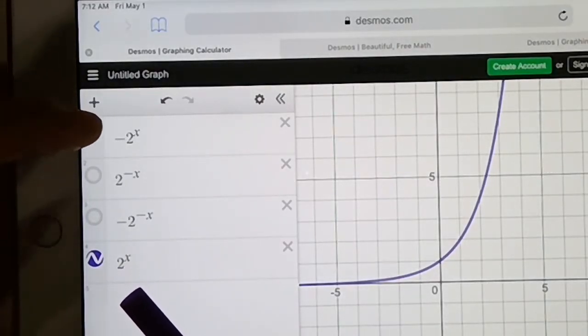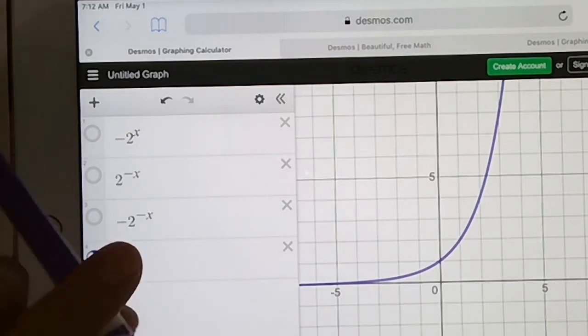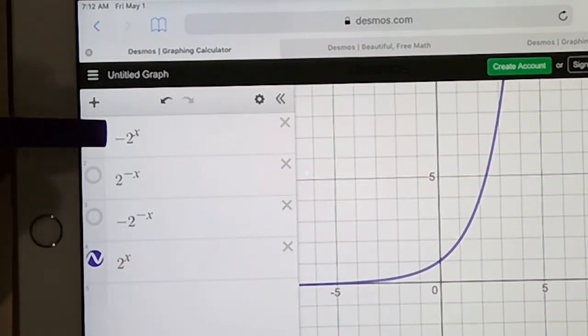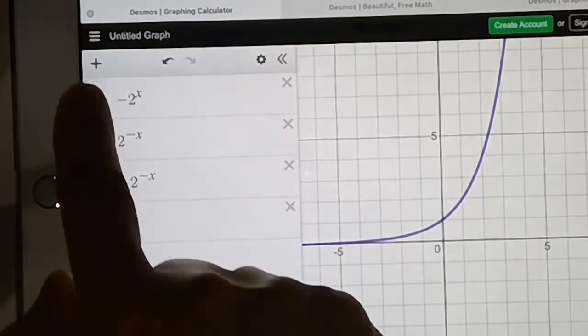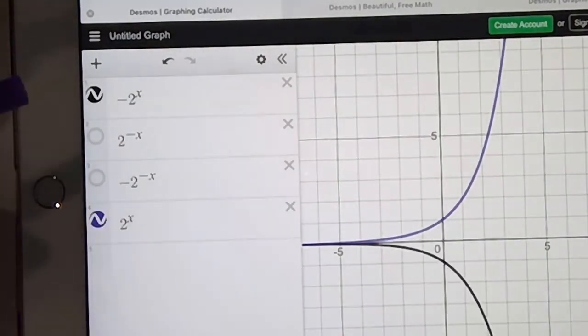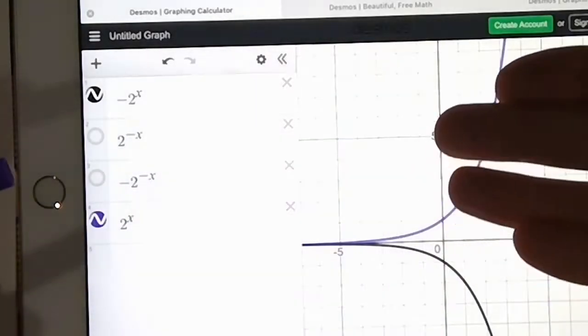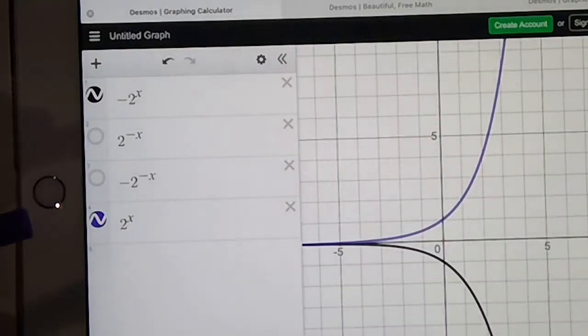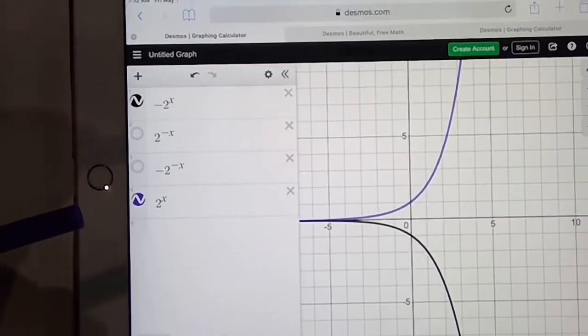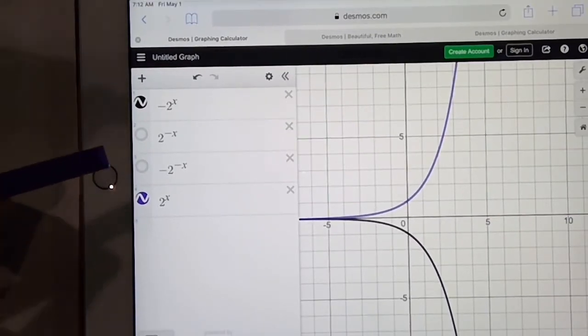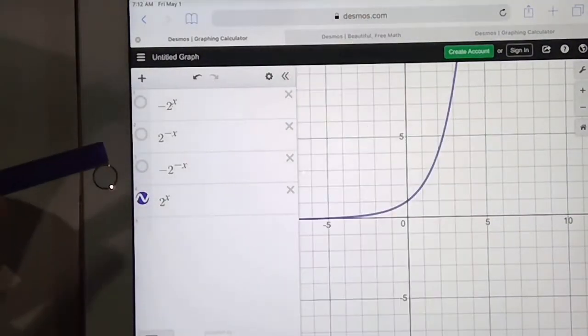So if we put a negative in front of this, what do you guys think that negative is going to do to your graph? Correct. It's going to reflect it across the x-axis. Instead of opening up, it's opening down. Okay? All right, let's go back to our original graph.